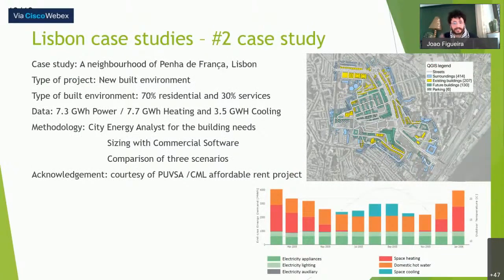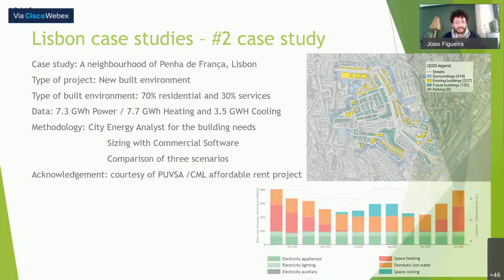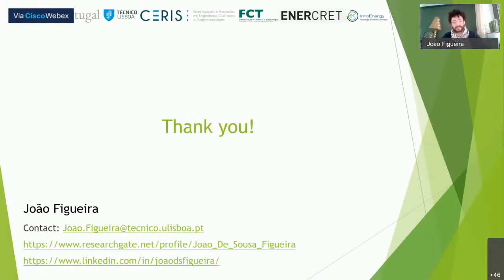Also, the second case study is a new built environment where we have 70% residential and 30% services. And this necessity of asking for your collaboration is because I never worked with district heating and cooling before. So I would like to have your collaboration on that in order to have the right results and the best impact we can on these case studies. Thank you very much for your attention, and I will be available for your doubts. Thank you.